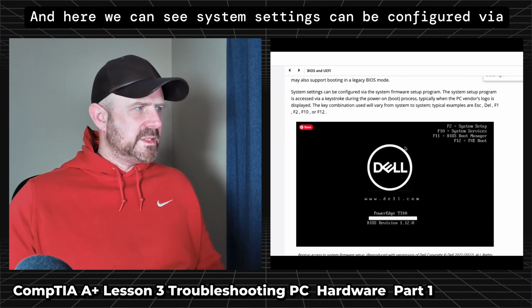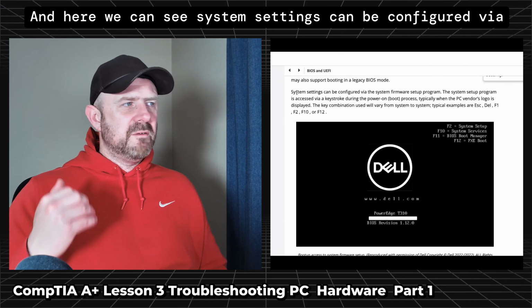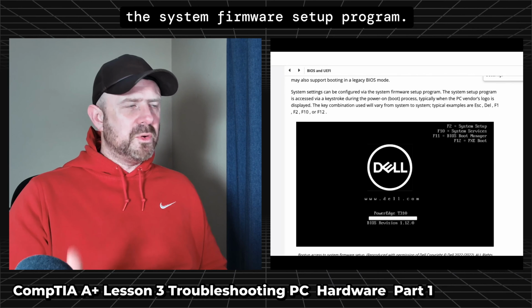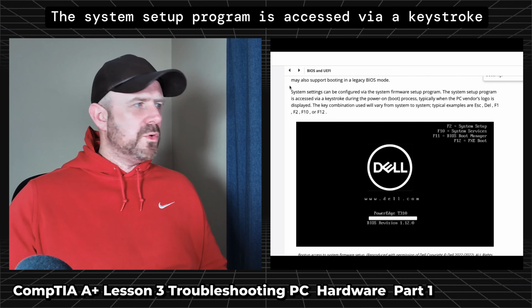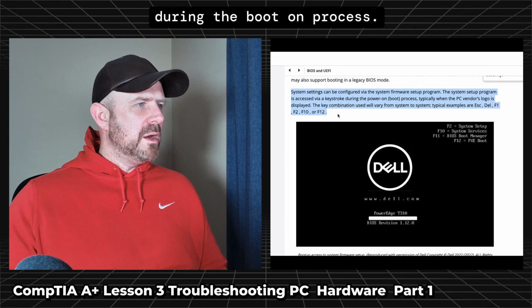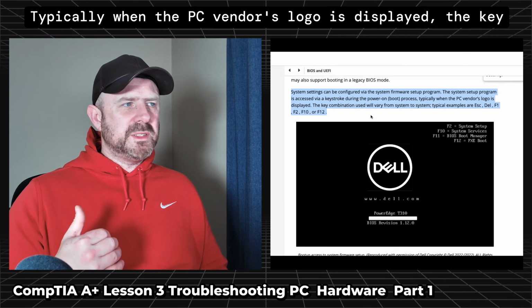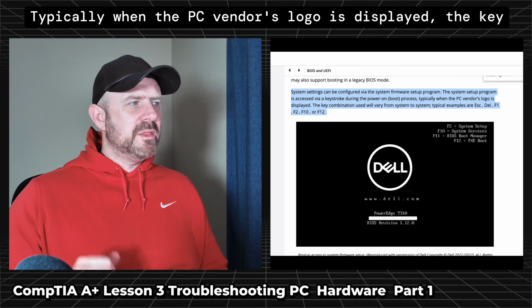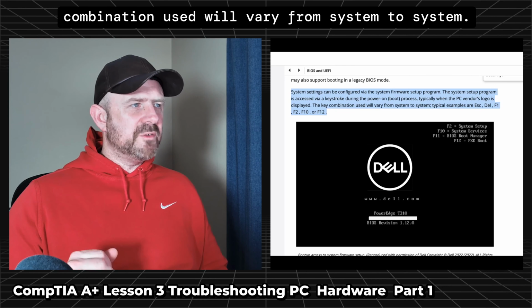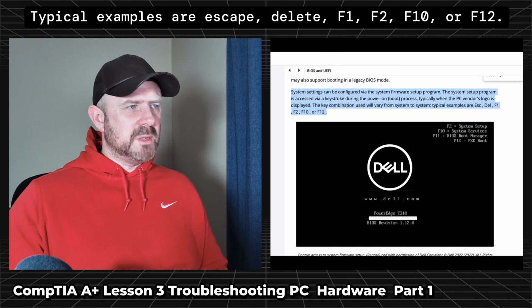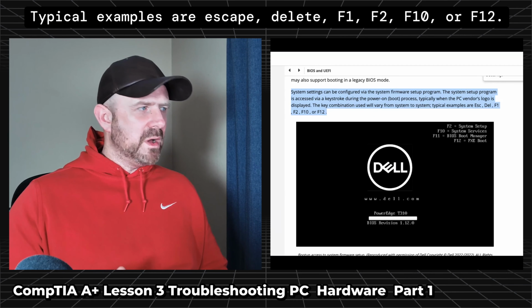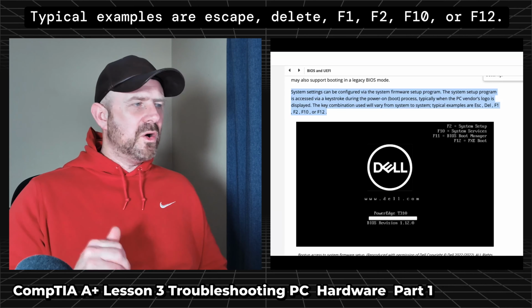And here we can see system settings can be configured via the system firmware setup program. The system setup program is accessed via a keystroke during the boot process, typically when the PC vendor's logo is displayed. The key combination used will vary from system to system. Typical examples are Escape, Delete, F1, F2, F10, or F12.